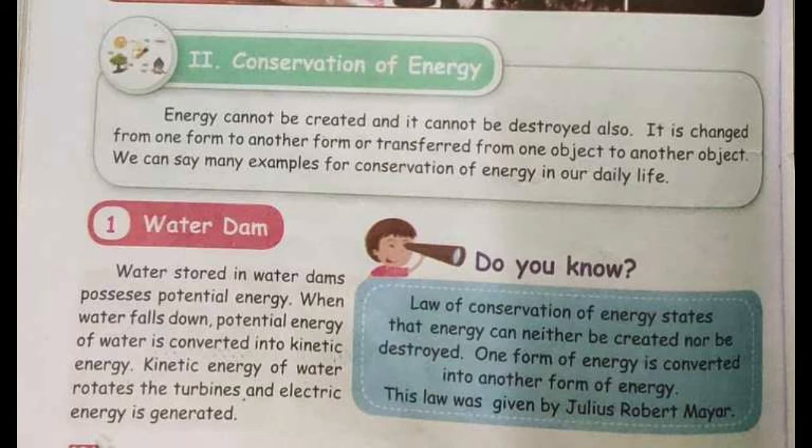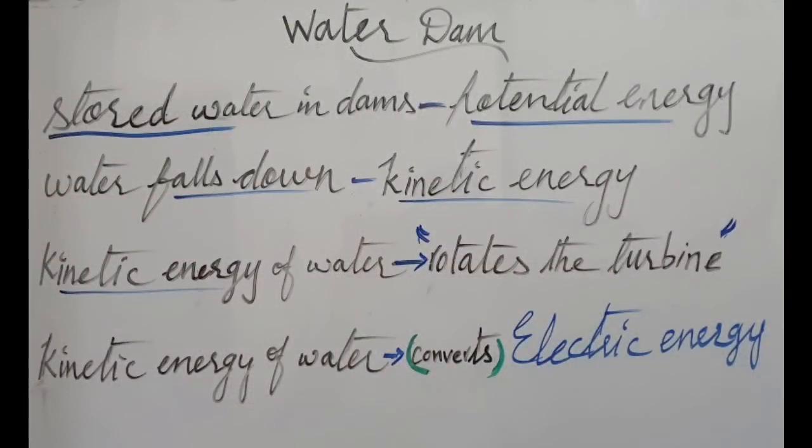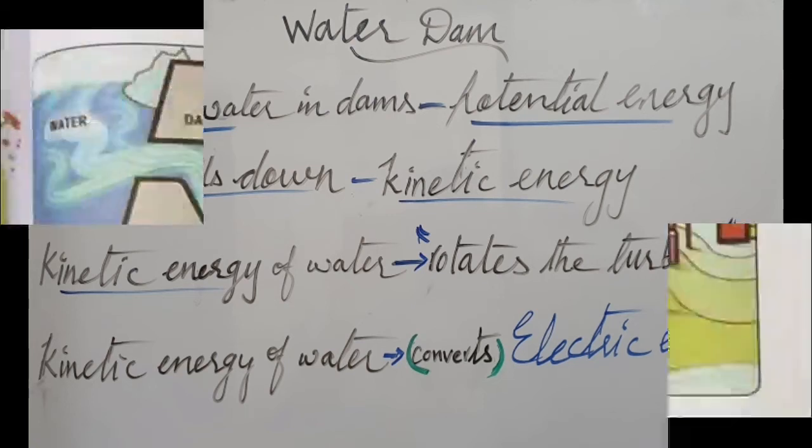Let's proceed. The example of conservation of energy is a water dam. Water stored in water dams possesses potential energy. When water falls down, the potential energy of water is converted into kinetic energy. Kinetic energy of water rotates the turbine, that is fan, and from this the electric energy is produced.